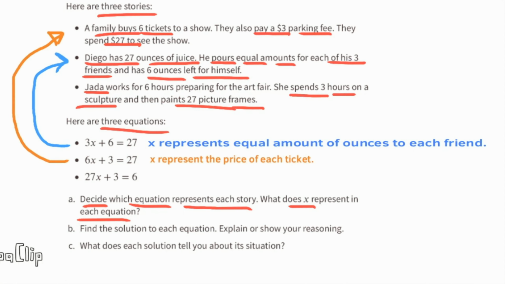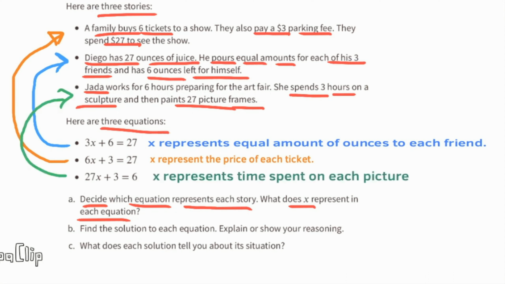6x plus 3 equals 27 matches the family buying 6 tickets story, and x represents the price of each ticket. The plus 3 represents the parking fee that they paid. 27x plus 3 equals 6. That matches Jada's story. X represents the time Jada spent on each picture. And the plus 3 represents the 3 hours she spent on the sculpture.